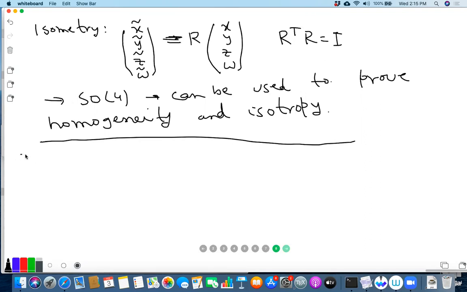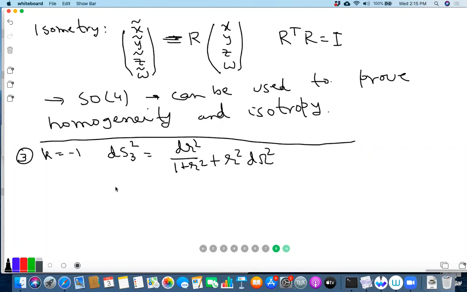Okay, so now let me give the third example, the k equal to -1 case. In this case, ds3 square is dr square over 1 plus r square plus r square d omega square. So this is in fact, one will show, what is called a hyperbolic space.